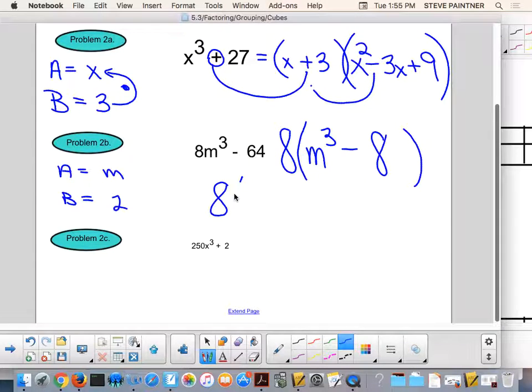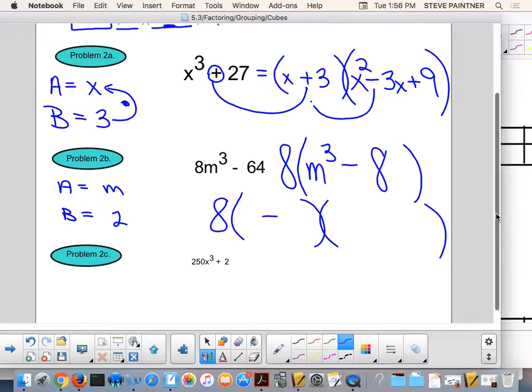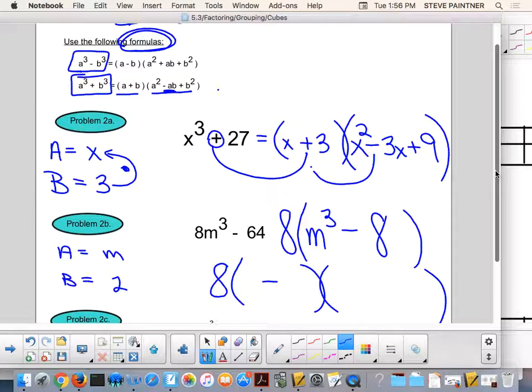So the answer becomes 8 times what binomial? And you know it's a minus because you have the difference. Should I show you the formula? There you go. Isn't it right here? You're looking at this one, aren't you?